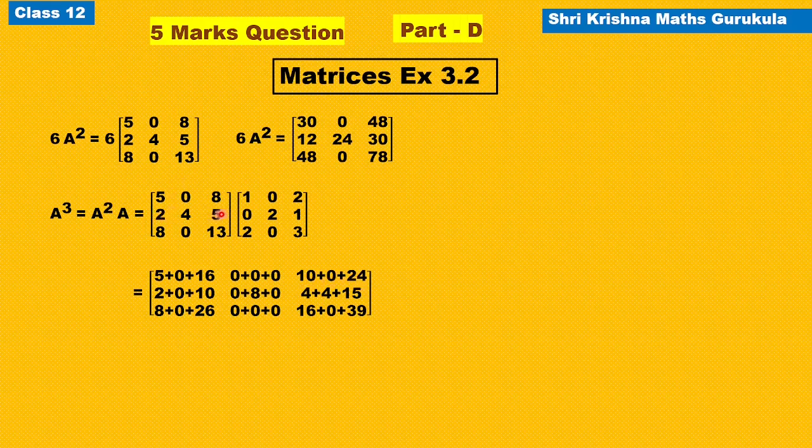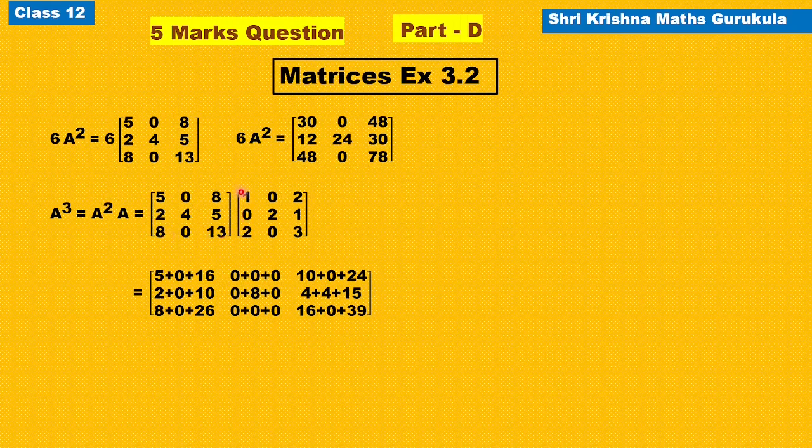Now we'll be considering second row with first column. 2 into 1 is 2, 4 into 0 is 0, 5 into 2 is 10, which is 2 plus 0 plus 10. So second row with second column. 2 into 0 is 0, 4 into 2 is 8, then 5 into 0 is 0. So it is 0 plus 8 plus 0. Now second row with third column elements. 2 into 2 is 4, 4 into 1 is 4, 5 into 3 is 15. So 4 plus 4 plus 15.